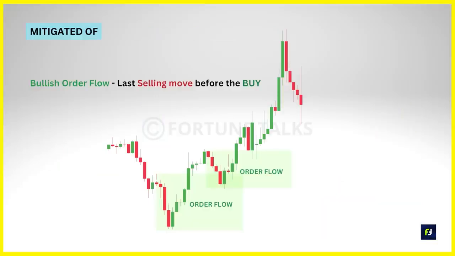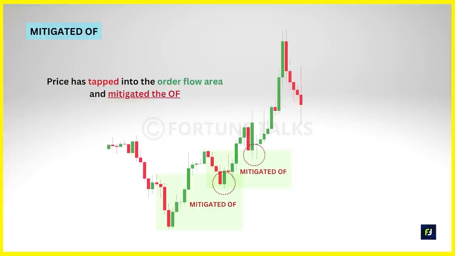Check out this example. We have identified the last selling move before the buy. So technically, this area is an order flow. But if you notice closely, you will see that the price has tapped into the bullish order flow. Therefore, this bullish order flow is mitigated by price. This means that the order flow will not work in the future.